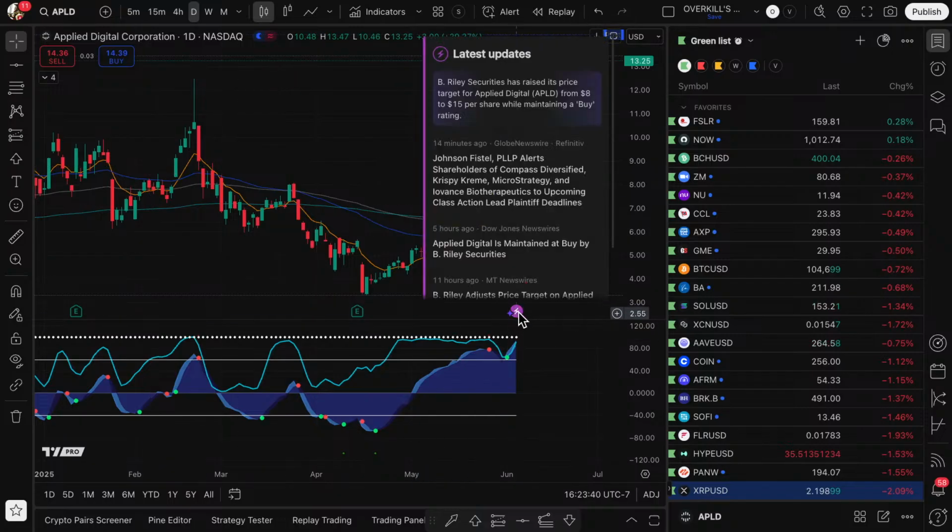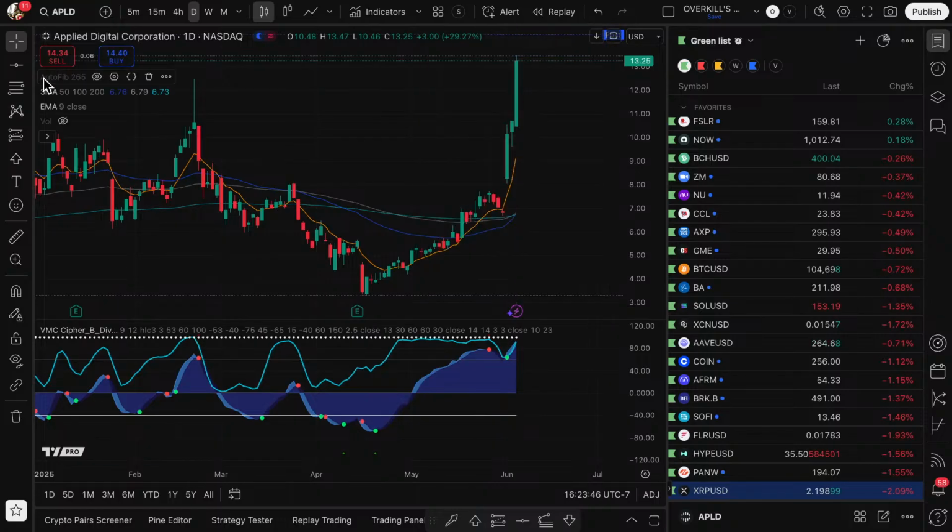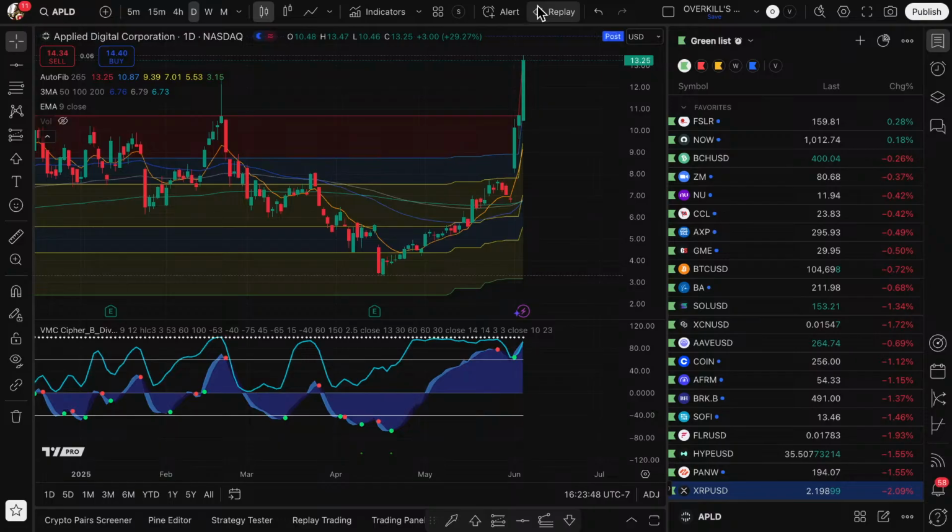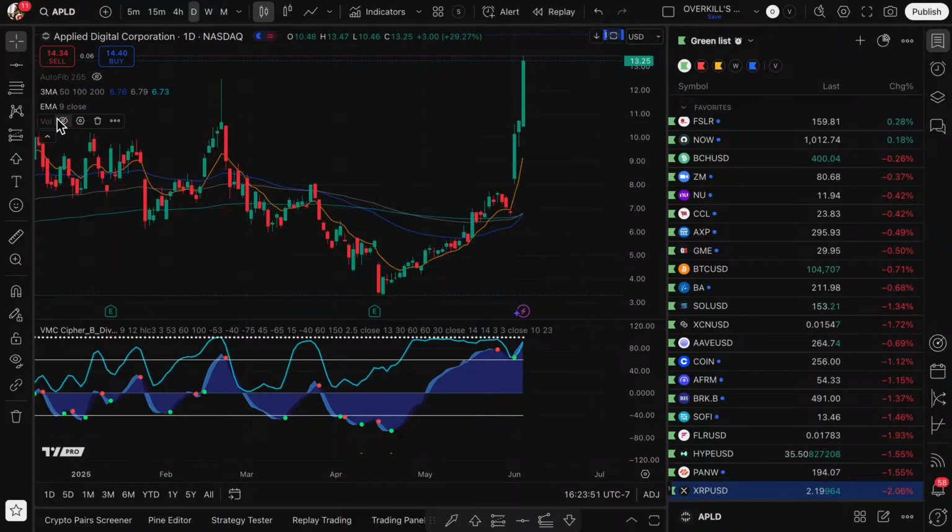I don't know. They must have had some kind of news catalyst. Securities has raised the price from $8 to $15. So, I mean, it literally broke the fib. So it's just kind of breaking out over all-time highs. I would just keep creeping a stop.